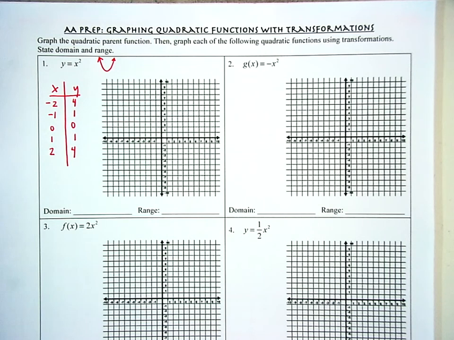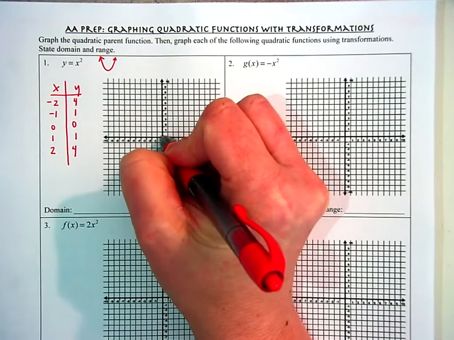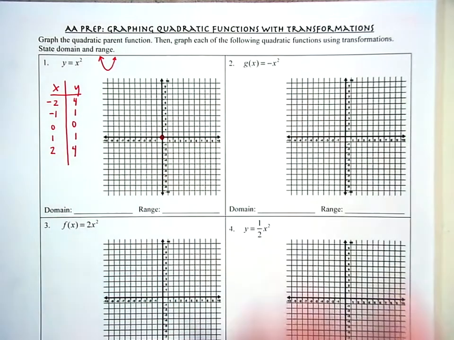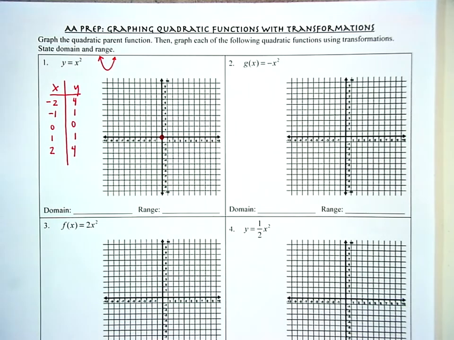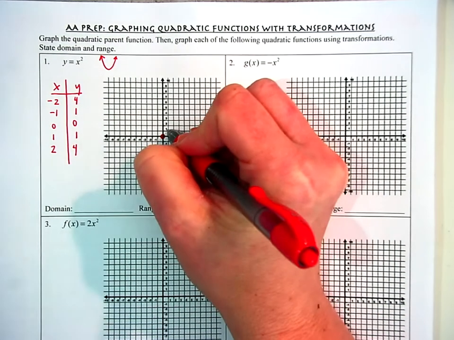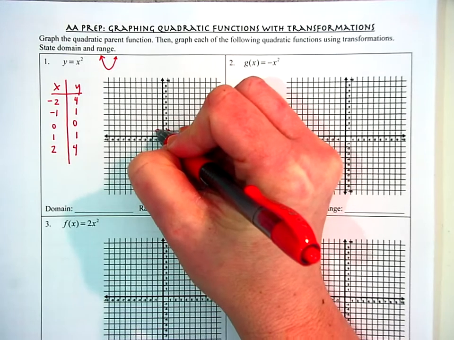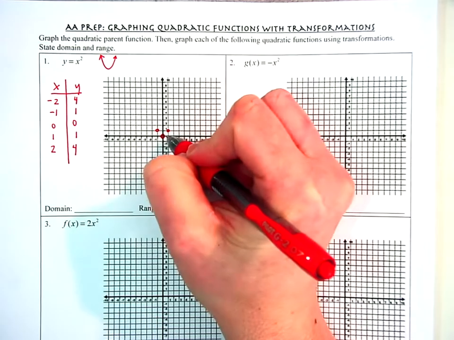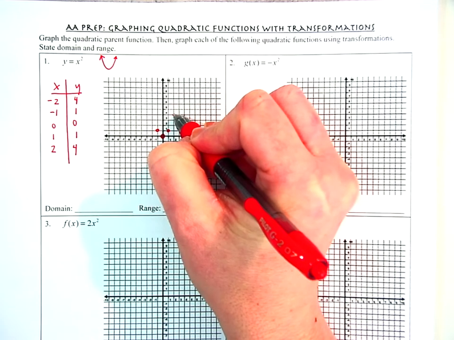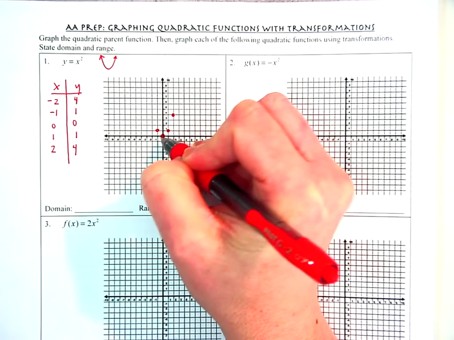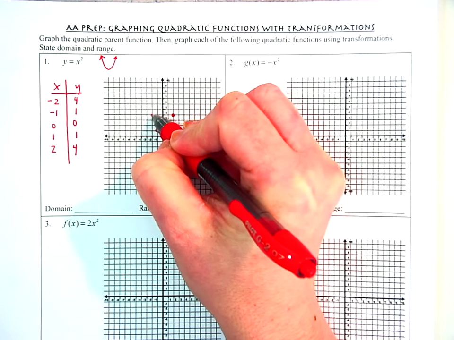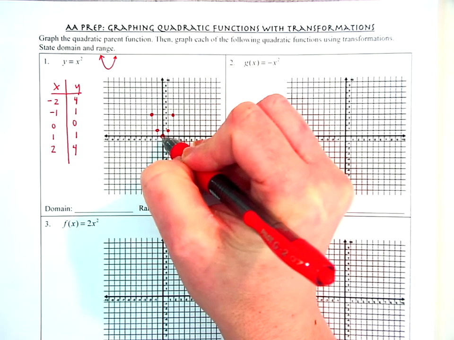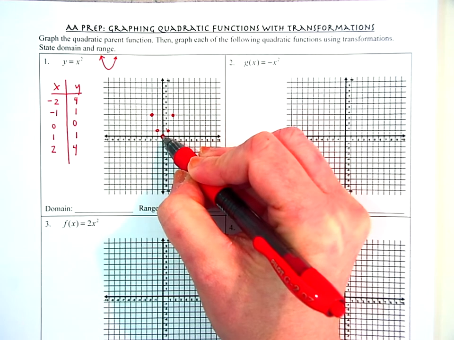So here I'm going to start at the origin. There's my vertex. And then from my vertex, I'm going over 1 and up 1 on both sides, like so. Okay, I go back to my vertex, back to the origin, and I go over 2, and I go up 4. So right here, over 2 and up 4 right here. Okay, back to the origin where my vertex is.